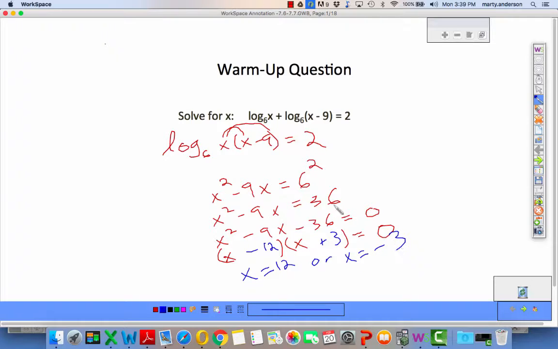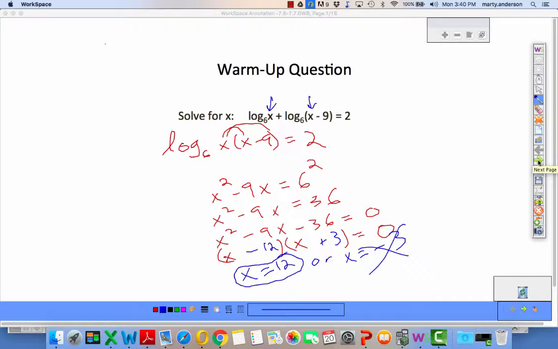Make sure you go back to the original problem. Can x be 12 here? That's 12 minus 9, which is fine. Can x be negative 3 there? I cannot. That's an extraneous solution. My answer is x equals 12. You must check your answers. You can't take the log of a negative.